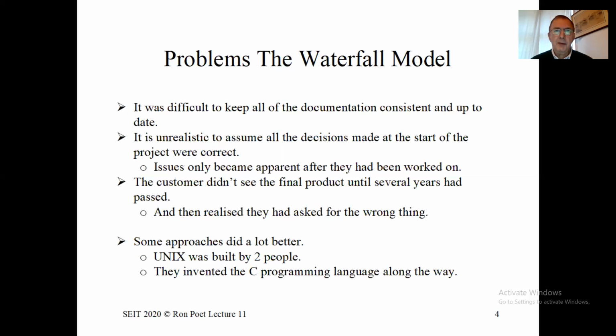And so you had to go back and retrospectively redo all of the documentation to pretend that you'd taken the right decision at the start.